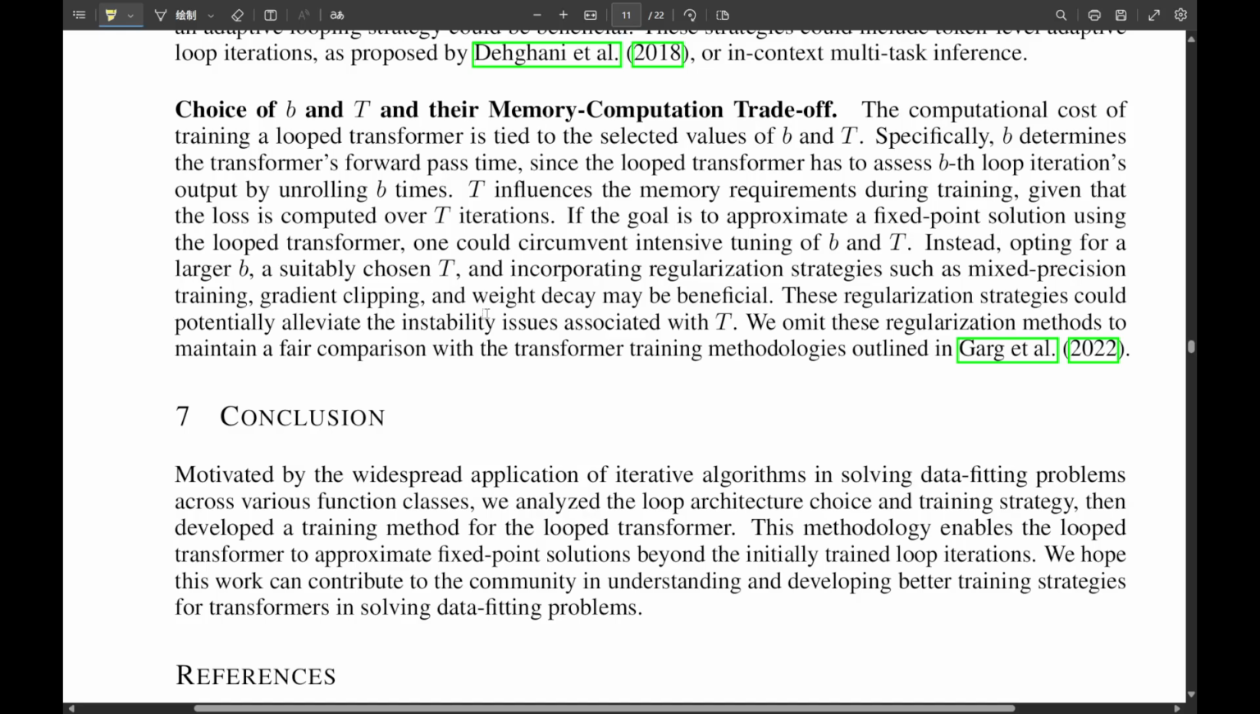And maybe making the looping more dynamic. Yeah, exactly. Things like adaptive looping. Could the model learn to adjust B or T on the fly, depending on the specific input or task? That could optimize things even further. Exploring those memory versus computation trade-offs is key.